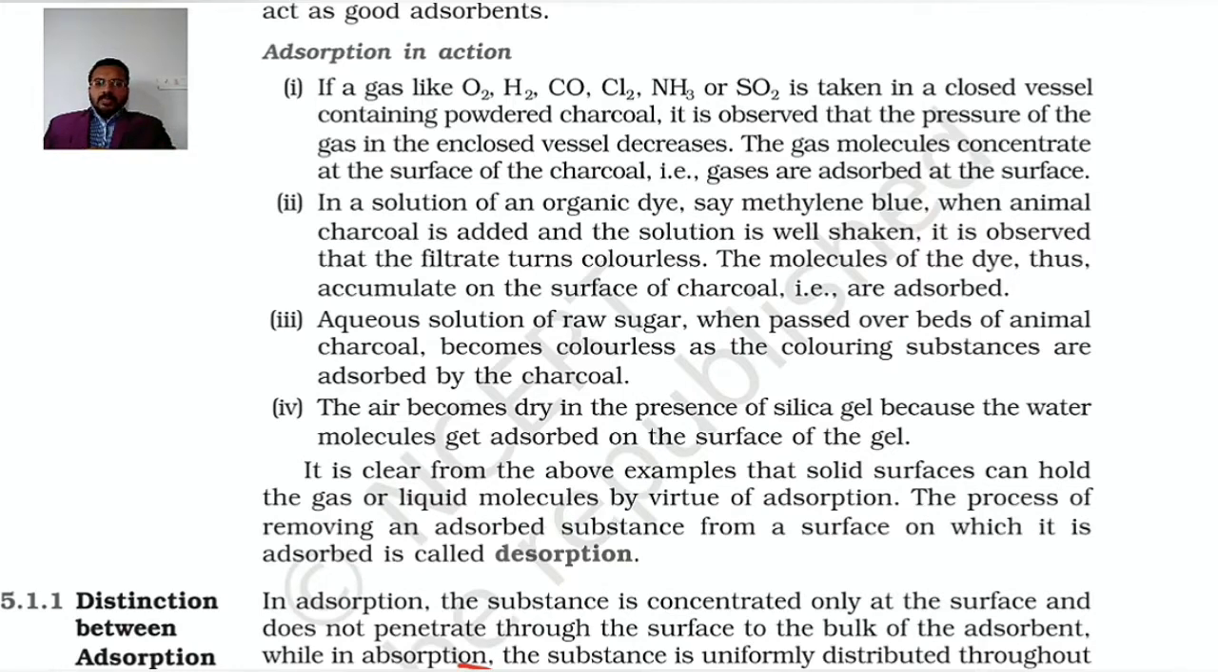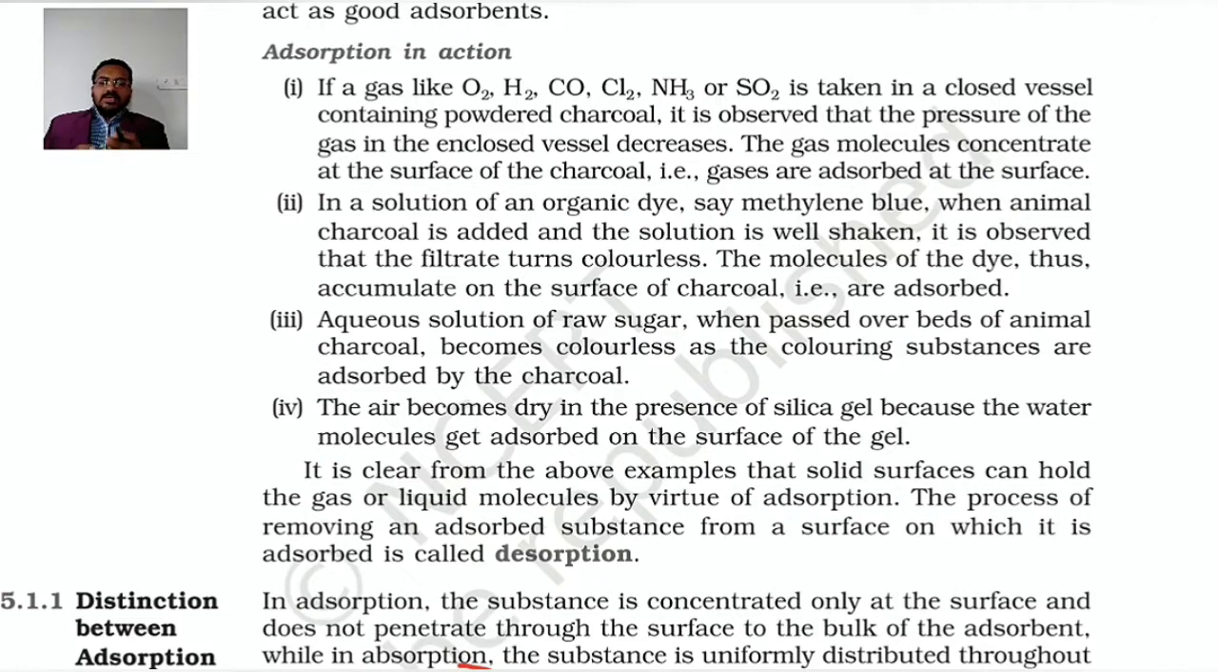The third one: an aqueous solution of raw sugar, when passed over beds of animal charcoal, becomes colorless as the coloring substances are adsorbed by the charcoal. So, an aqueous solution of raw sugar. We know sugar is made from sugarcane. How is it made? First, we extract the sugarcane juice, remove the water content by evaporating, and then finally you get the sugar.